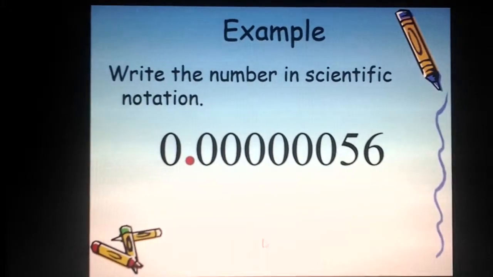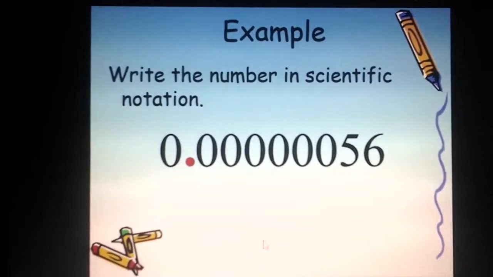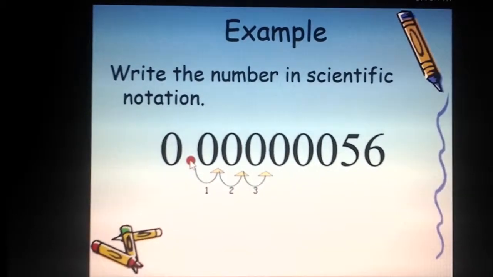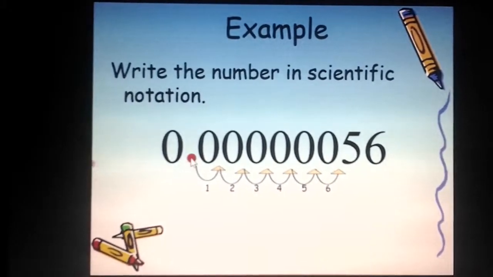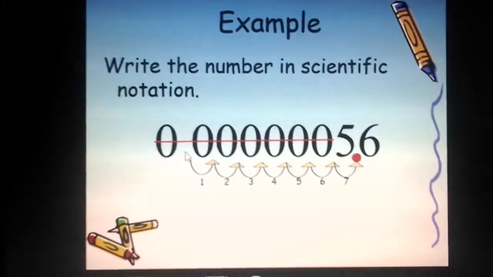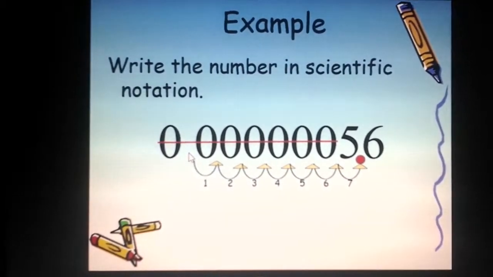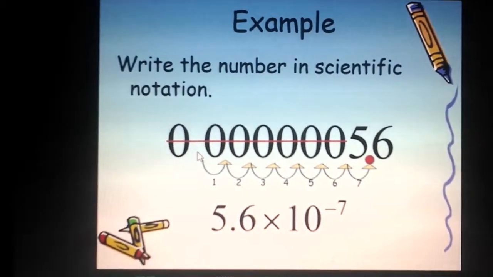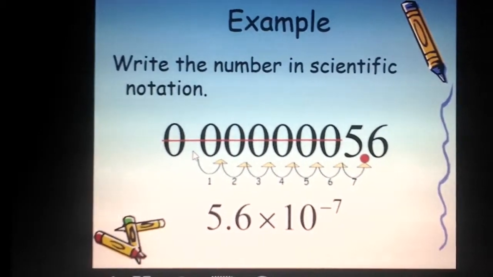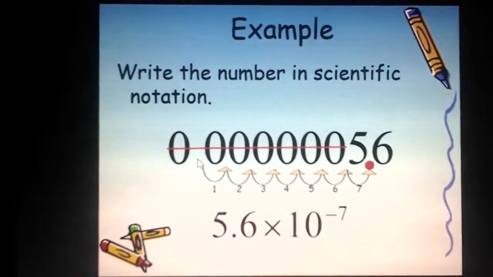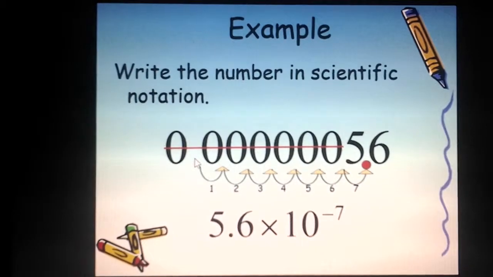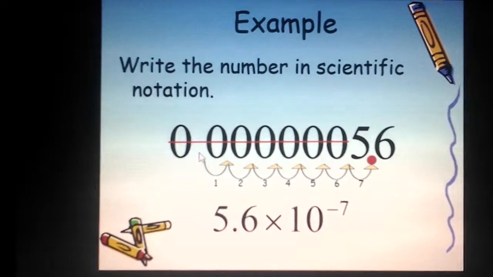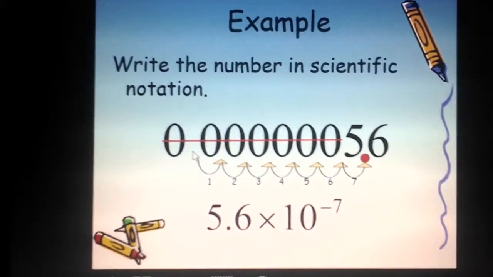Write the number in scientific notation. This number is very small. So this is our start. And we're going to move it over as many times as we need to put that decimal point in between the 5 and the 6. So therefore we moved it over 7 times. So therefore it's 5 and 6/10 times 10 to the negative 7 power. Yes, teachers do make mistakes sometimes. We are not perfect. Again, 5 and 6/10 times 10 to the negative 7 power.